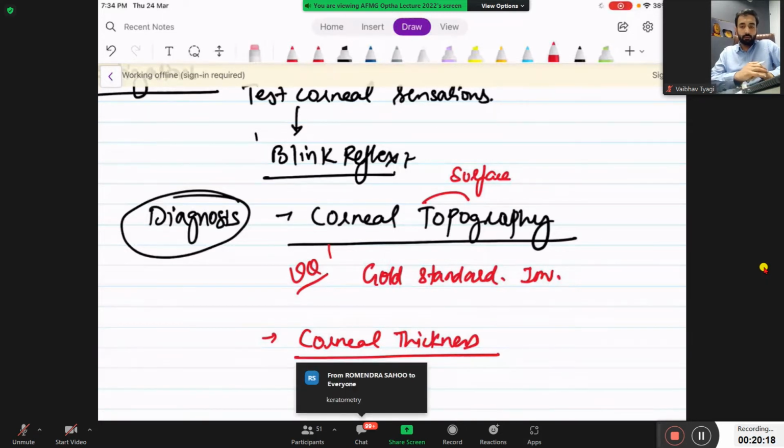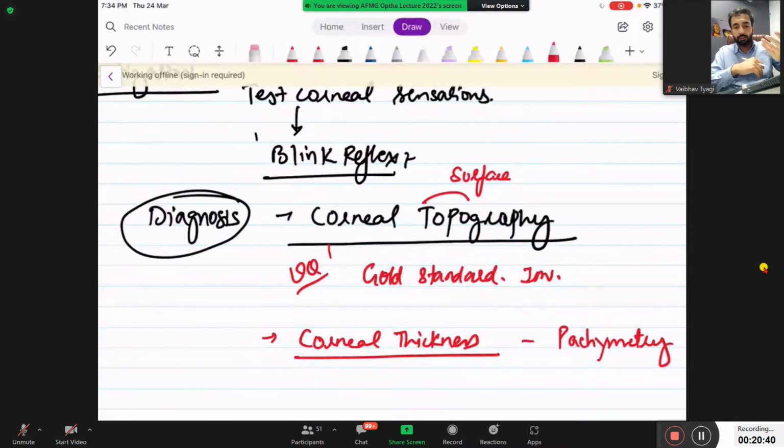Keratometry? No, keratometry is not. By keratometry, you measure the radius of curvature of the anterior corneal surface, right? By the help of pachymetry. Pachymetry is the right answer. By the help of pachymetry, we measure the corneal thickness. Obviously, we have to measure it because in keratoconus, because of the continuous cone-shaped cornea, the thickness of the cornea is constantly decreasing. So you have to measure the thickness of the cornea.